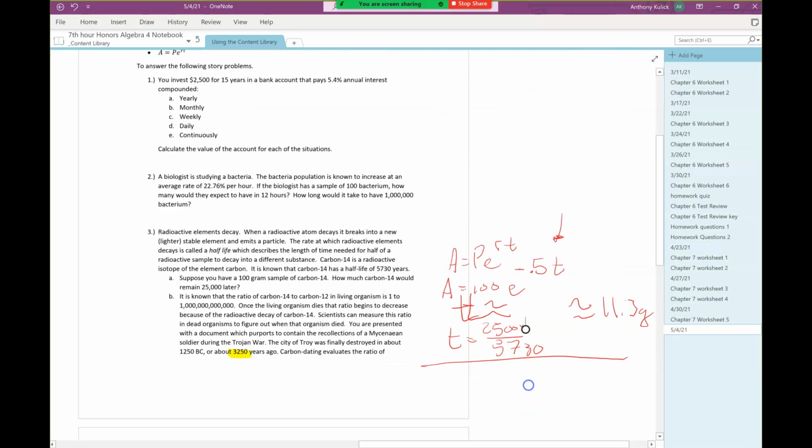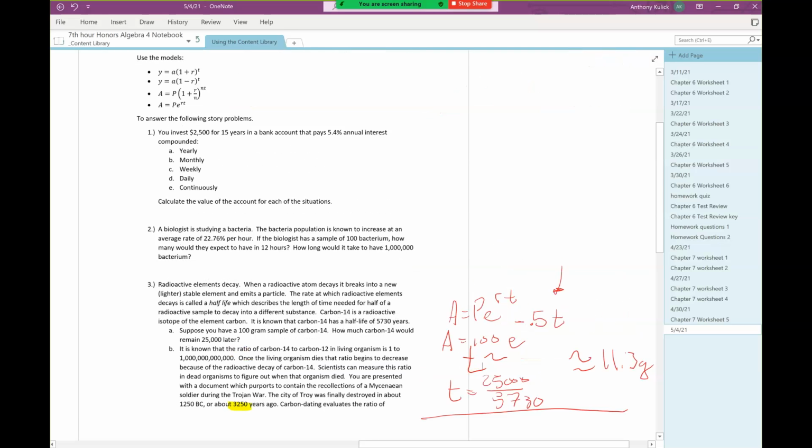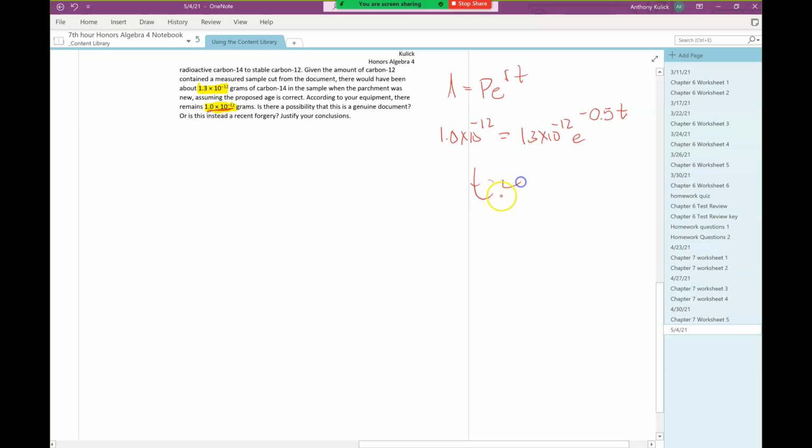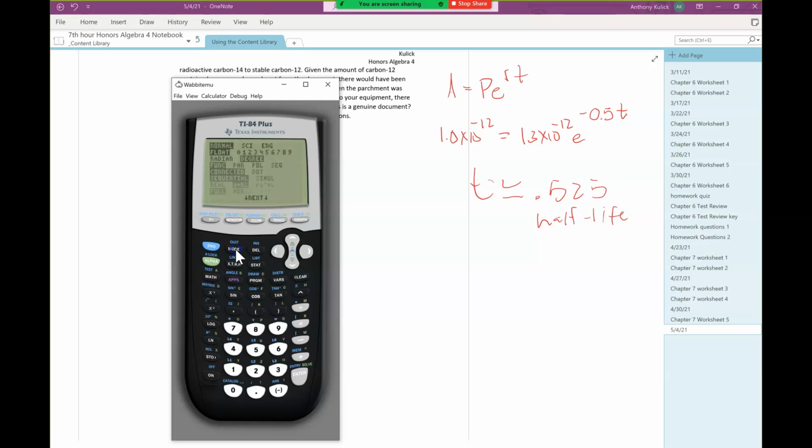What's going on? T is about 0.525 half-lives. Right? So I'm going to take that number then and convert it into years by multiplying it by the length of my half-life, which is 5,730. So that's 3,008 years.